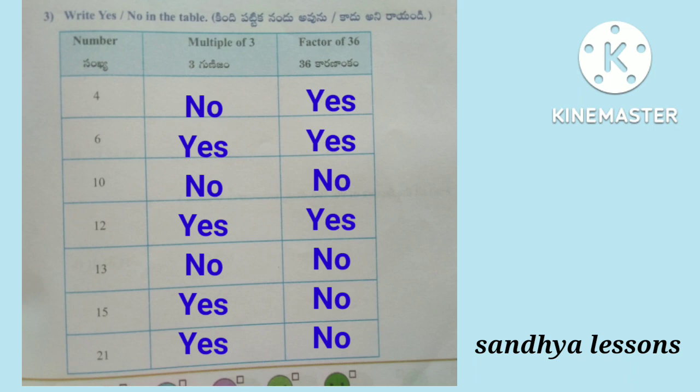13 is not a multiple of 3. 13 is not a factor of 36. 15 is a multiple of 3. 15 is not a factor of 36. 21 is a multiple of 3. 21 is not a factor of 36.